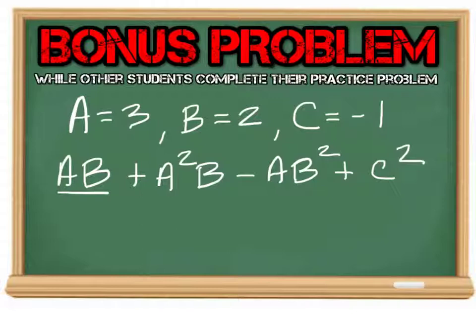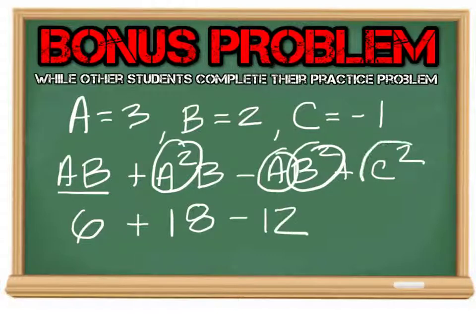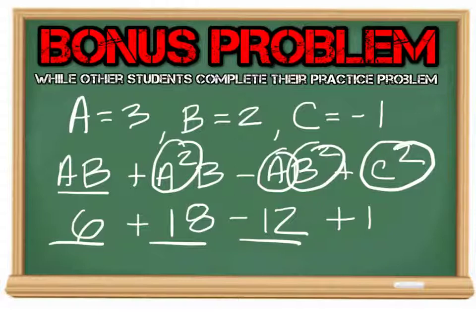This is going to be 6. This is 9 times 2, which is 18. And then for this one, you have b squared is 4 times a is 12, so subtract that. Negative 1 squared is plus 1. So this is 24, minus 12 is 12, plus 1 is 13.